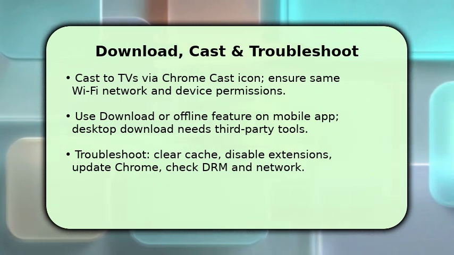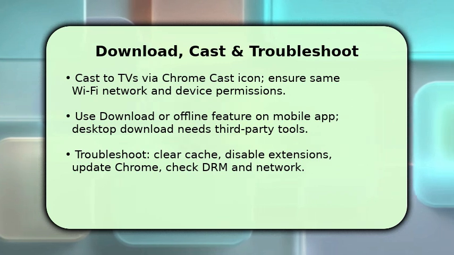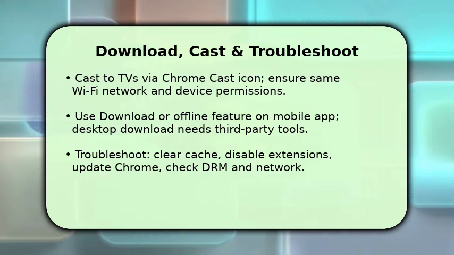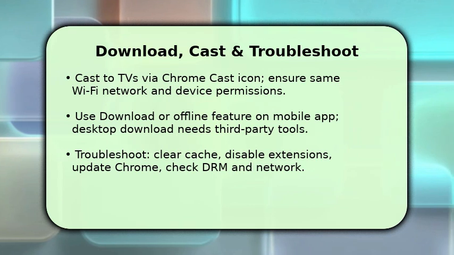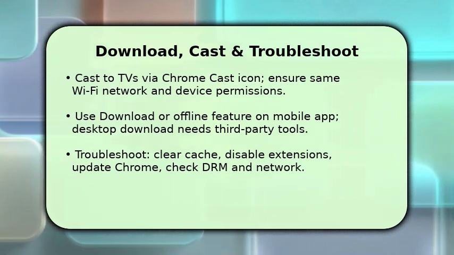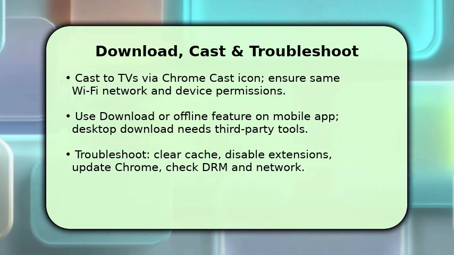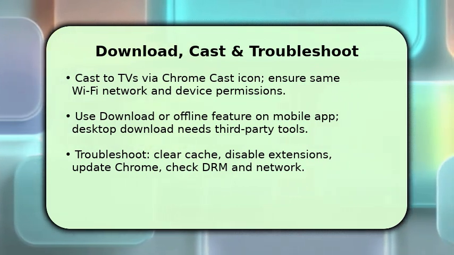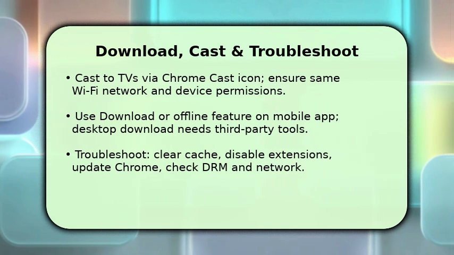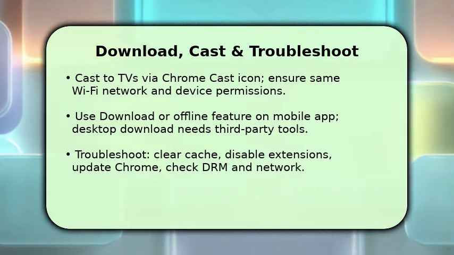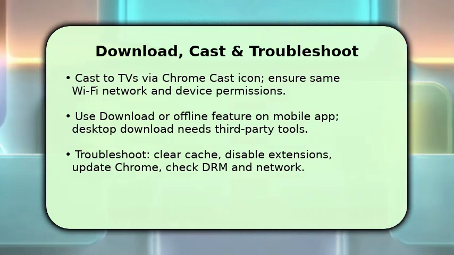For offline viewing, use the mobile app's download feature. Desktop downloads require third-party tools and compliance. If playback fails, clear Chrome's cache and cookies, temporarily disable extensions, and check for Chrome updates. Also confirm DRM settings and your network speed. If that fails, restart Chrome or your device and try again.